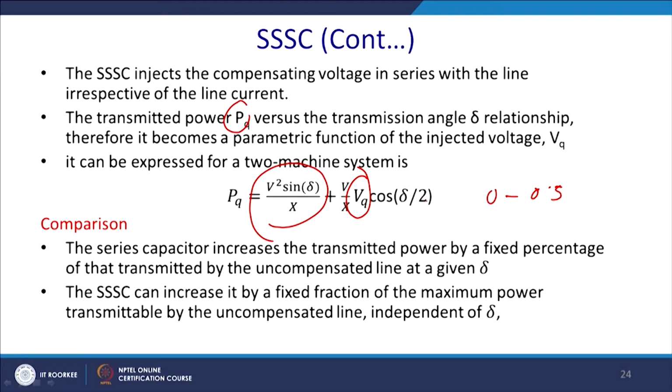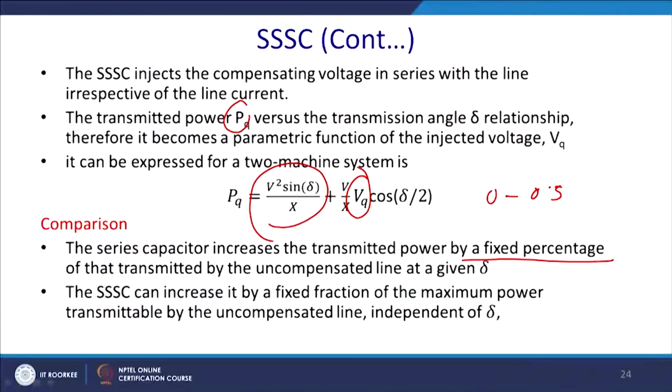So, what is the comparison? The comparison is that a series capacitor increases the transmitted power by a fixed percentage of the transmitted power of the uncompensated line at a given delta, and the SSSC can increase it by a fixed fraction of the maximum transmitted power of the uncompensated line, independent of delta, because this term does not change with delta.